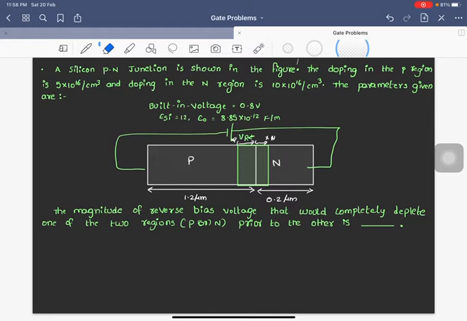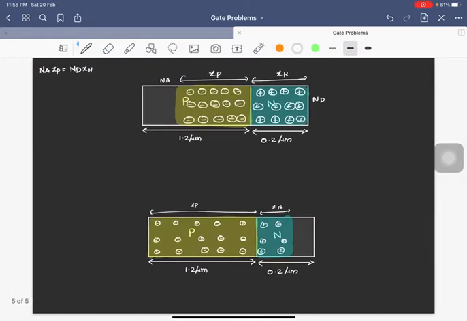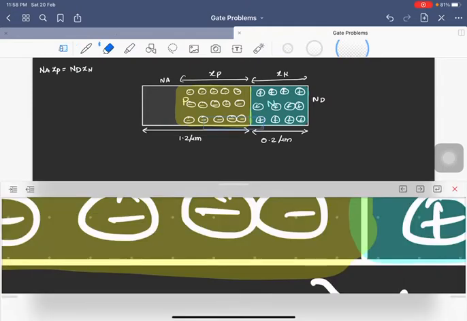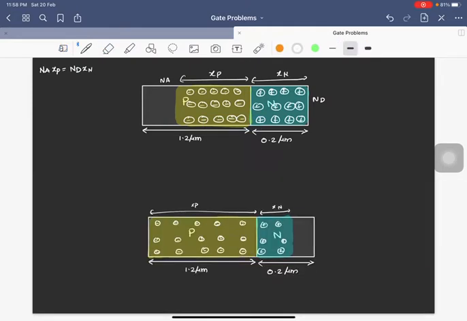So let's see. At first what I will do is, I will guess, because our natural, tempted guess will be, at first we will think that Xn will be depleted completely ahead of Xp, ahead of P region. N region will be completely depleted ahead of P region because it is very small in length.